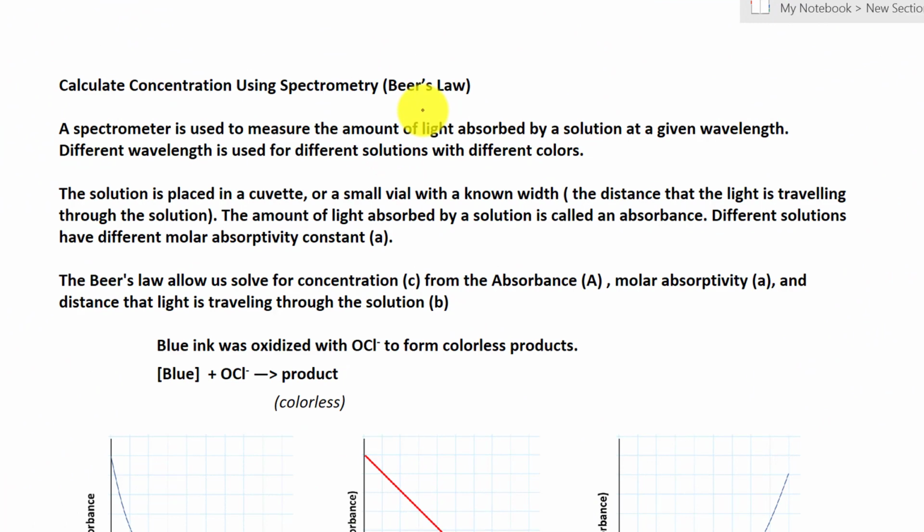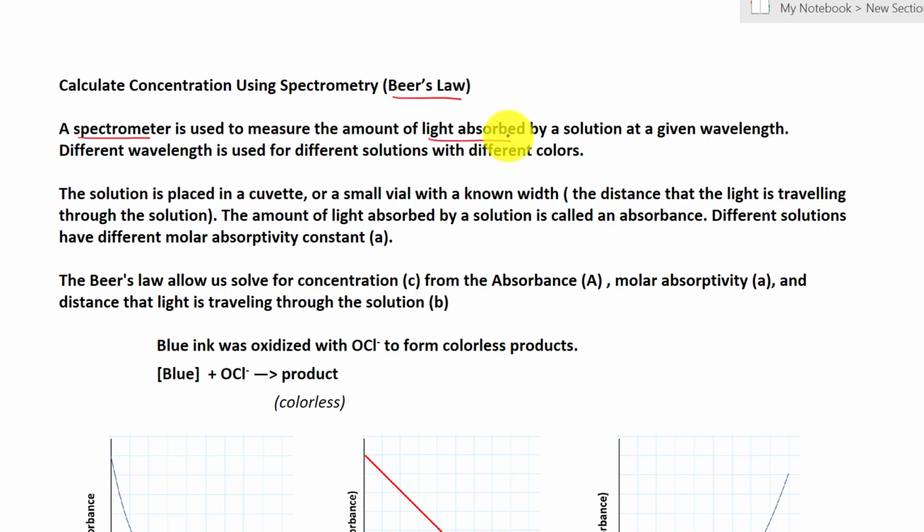In the previous lessons, we learned how to calculate the rate law of a chemical reaction by looking at the changes in concentration of reactants over time. Now, how do we determine that concentration? Well, using a spectrometer and the Beer law. First of all, a spectrometer is used to measure the amount of light absorbed by a solution.